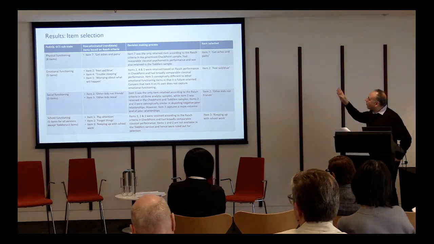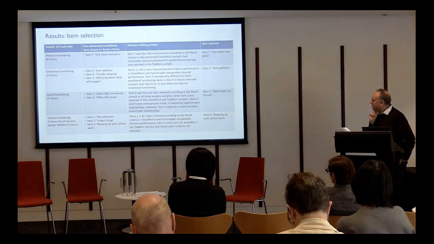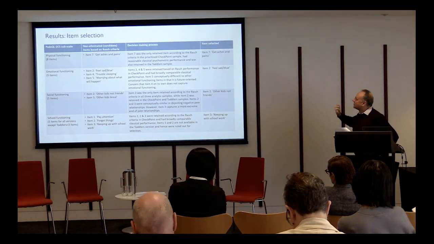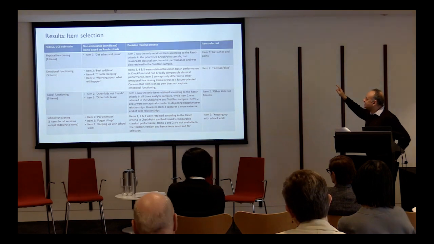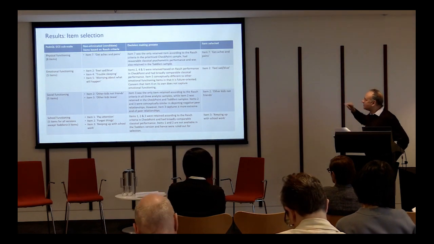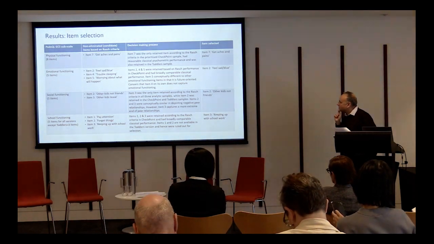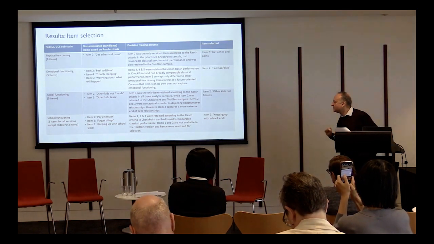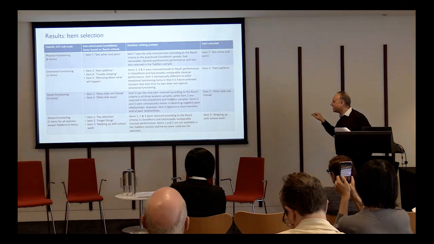So we've ended up with 4 items that we've taken forward to the reduced item set. So for physical functioning, we've identified getting aches and pains. For emotional functioning, feeling sad. For social functioning, other kids not being my friend. For school functioning, keeping up with schoolwork.